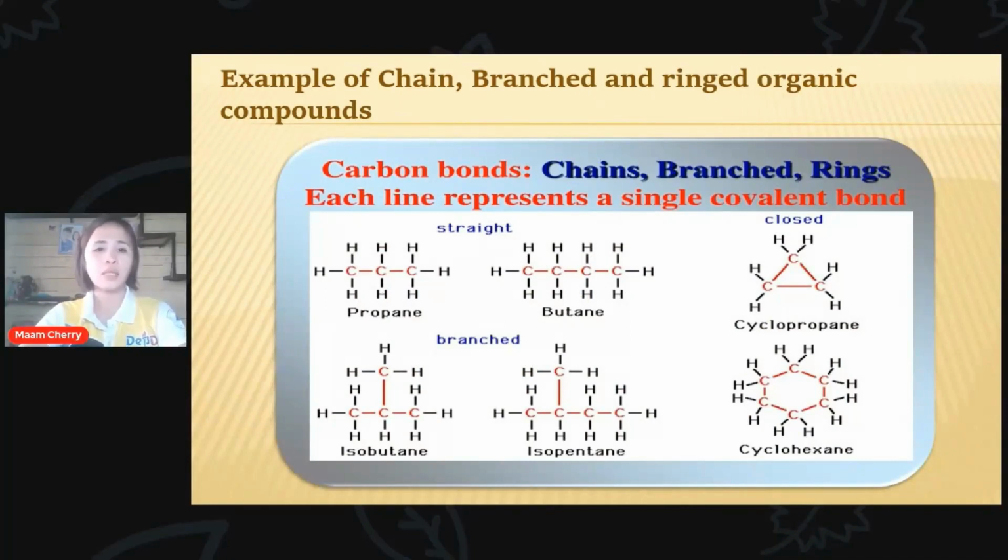Each line represents a single covalent bond. So, bakit single covalent bond? Kasi, makikita natin, isa lang yung dash. Yung makikita sa bawat hydrogen to carbon, isa lang yung dash. So, mamaya makikita natin, may mga double bond.